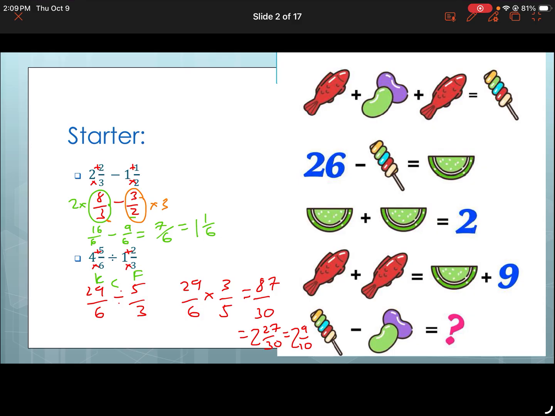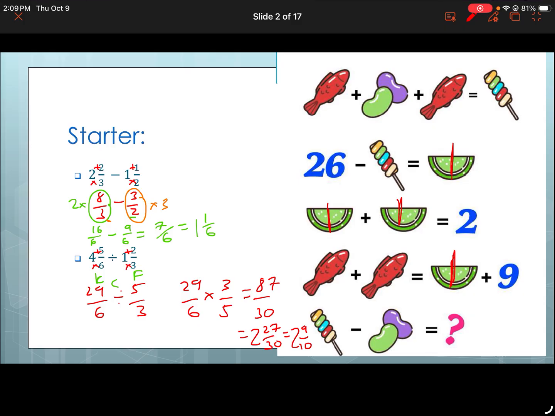It says fish, I'll say jelly bean fish equals, I don't know, what's that, a lollipop? 26 take away lollipop equals watermelon. Watermelon plus watermelon equals 2. Okay, well, you know that both the watermelons mean the same thing, right? So if the watermelons mean the same thing, then they must be 1, right? Because 1 plus 1 is 2. So I'm just going to fill them in everywhere.